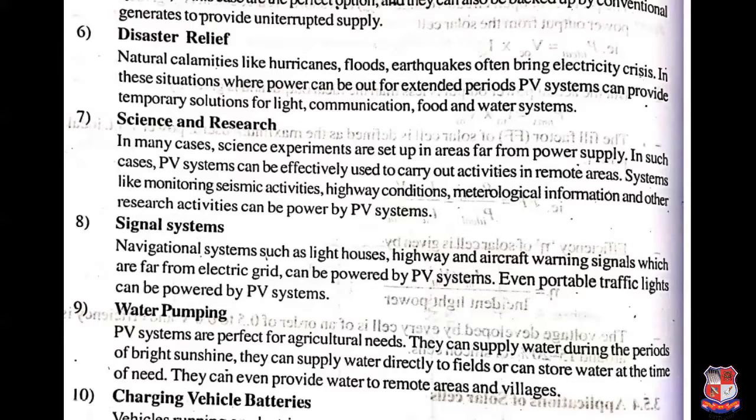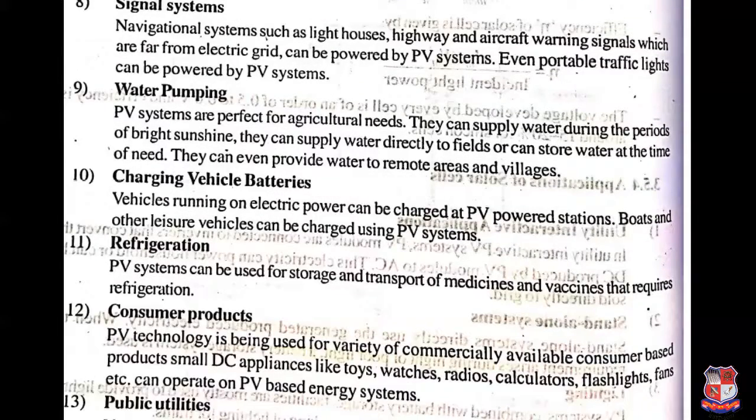Application number 8, signal systems. Navigation systems such as lights, houses, highway and aircraft warning signals which are far from the electric grid can be powered by PV systems.